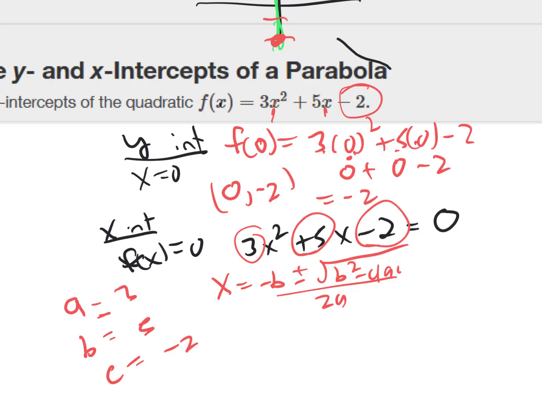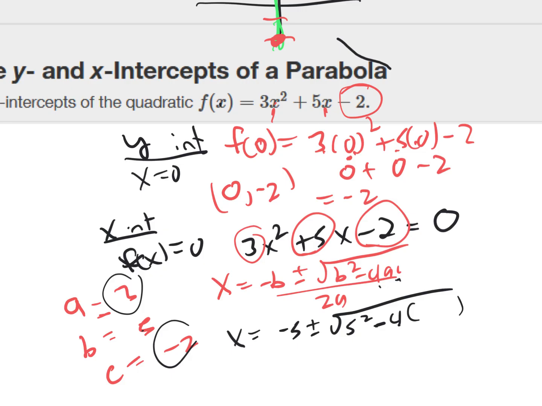And I don't know if there's 1, 2, or none. X is the opposite of 5, negative 5, plus or minus the square root of 5 squared, minus 4. I always write minus 4, then I put a parenthesis to do my a times c. What's my a? A is 3. What's my c? Negative 2. You have my permission to say, what's 3 times negative 2? Negative 6.